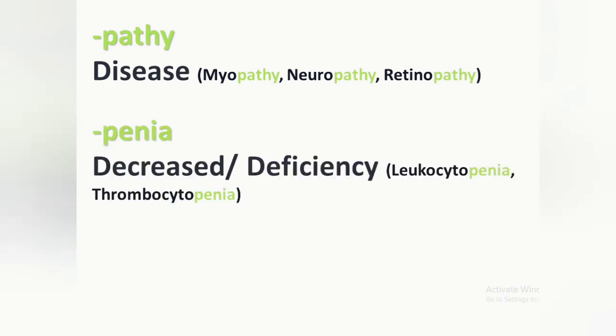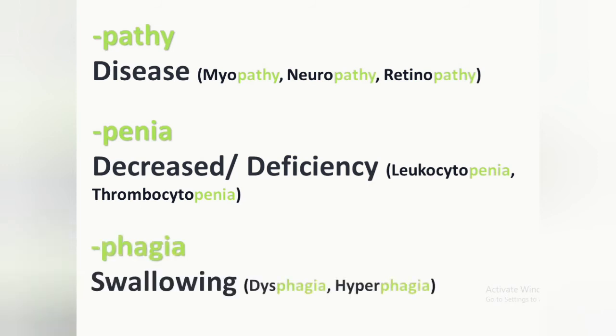Next suffix is penia, which represents decreased or deficiency. For example, leukocytopenia. Decrease in the number of WBC in our blood is known as leukopenia. And next is thrombocytopenia. Decrease in the number of platelets in blood is known as thrombocytopenia.